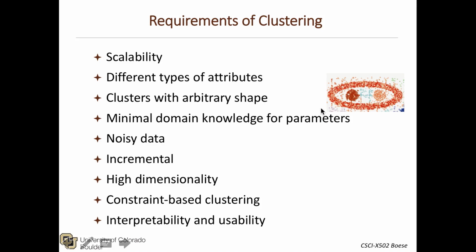Minimal domain knowledge for parameters. So with knowing what to tweak in the parameters, having some domain knowledge or working with a domain expert is very helpful. Noisy data, how you handle that, or is that going to skew the data, or is it not going to affect the algorithm that you're using? Incremental, so being insensitive to input order. So unlike the decision tree, a probabilistic approach is incremental. You only need to update those probabilities with new information.